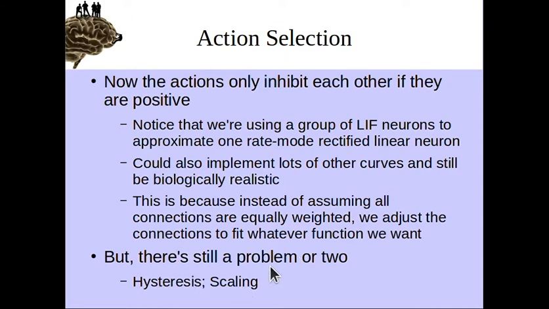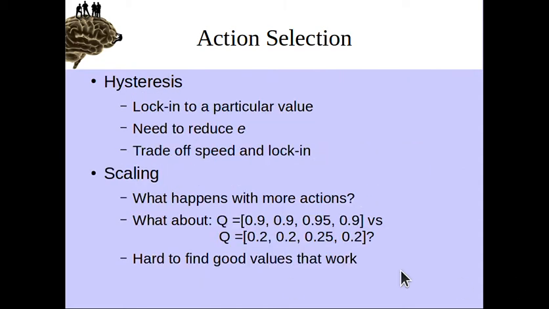Right. Yeah, so there's still a problem or two. So this is what I'm saying. We can use leaky integrate-and-fire neurons to approximate other things. There's still going to be, even if we go ahead and fix these things and we have it approximate some other function, like a rectified linear function, we still have this scaling problem. We still have this hysteresis problem. Once one thing is chosen, it's hard to switch to another action.